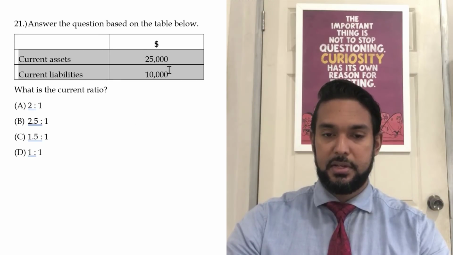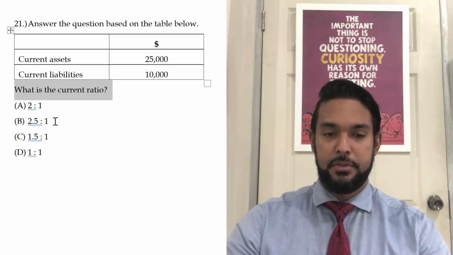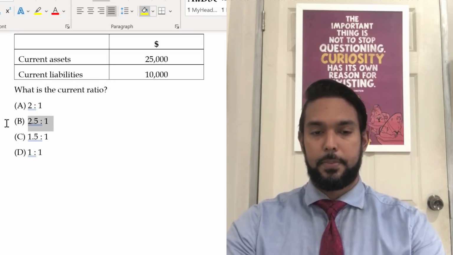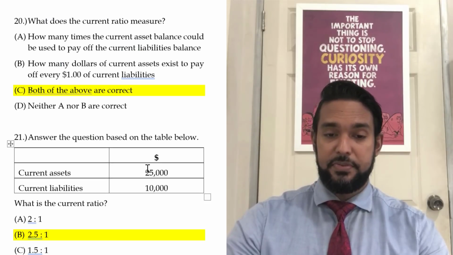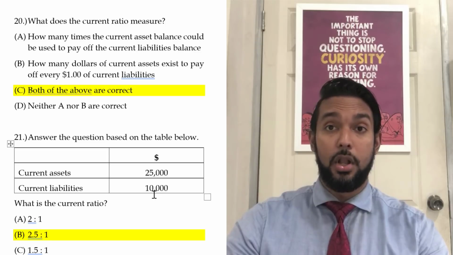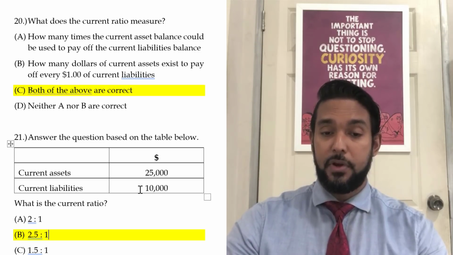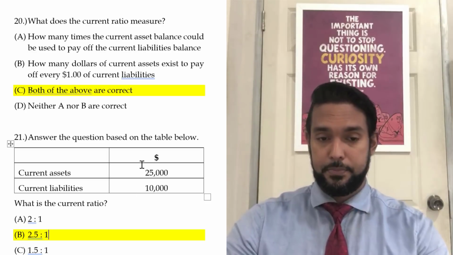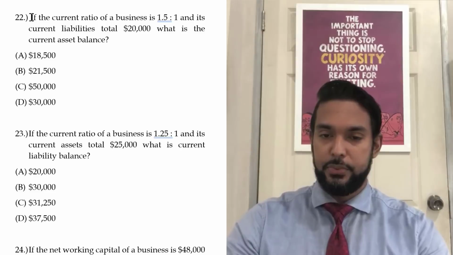Let's go again. Answer the question. Okay, so current assets over current liabilities was the current ratio. So 25,000 divided by 10,000 is 2.5 to 1. So that means there are $2.50 of current assets available to pay off every $1 of current liabilities. Or we could use current assets and pay off current liabilities 2.5 times. Let's go up to number, oops, I scrolled a bit too far there, to 22.